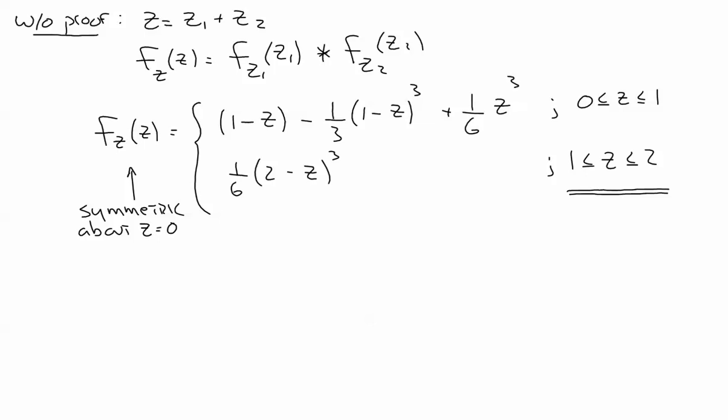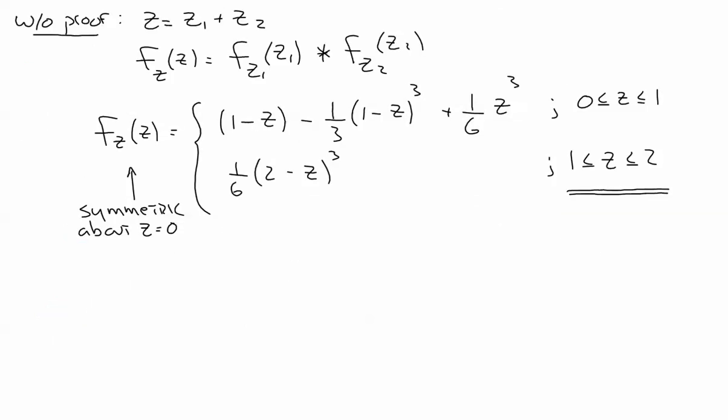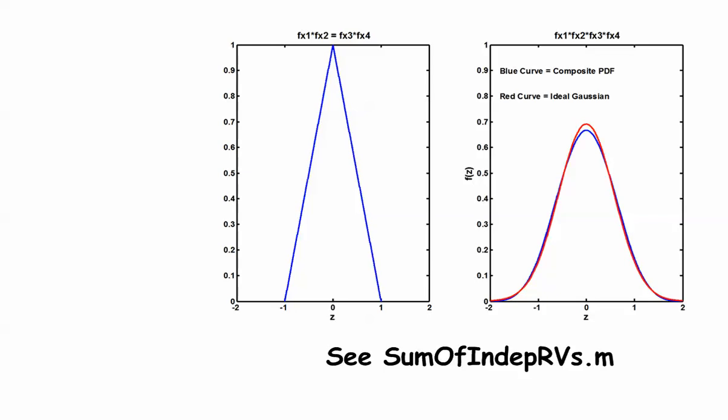So, I started off with 4 statistically independent uniform random variables that extend from -0.5 to +0.5. I convolve 2 of those together and I get a triangle function that extends from -1 to 1. I convolve the 2 triangle functions and I get a result that extends from -2 to +2. Here's the result. Let me piece this together for you.